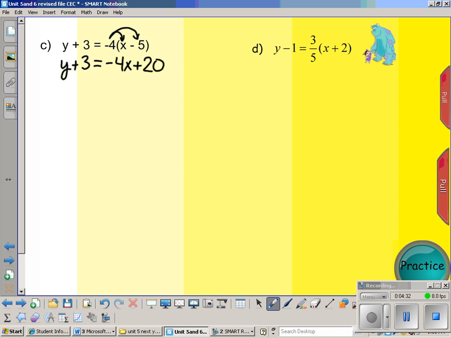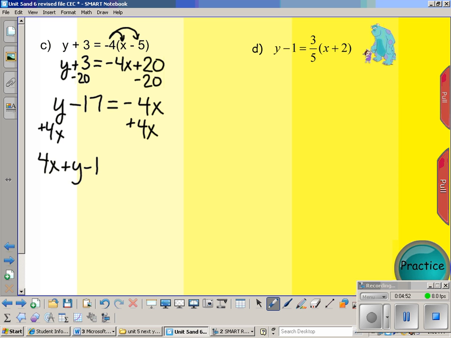And now we just manipulate it so it's equal to 0. So we start by subtracting 20. And we can combine the 3 and the 20 together here. So we have y minus 17 equals negative 4x. We add the 4x to both sides. So we get 4x plus y minus 17 equals 0. Run through your check. Are we equal to 0? Yes. Do we have any fractions or decimals? No. Is a positive? Yes, that is in general form.